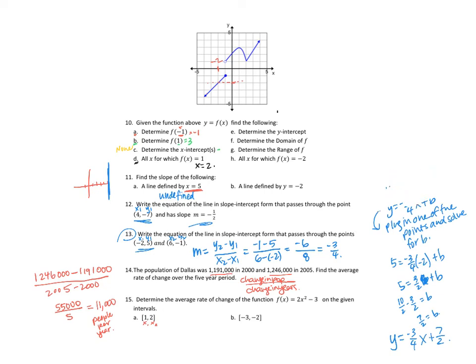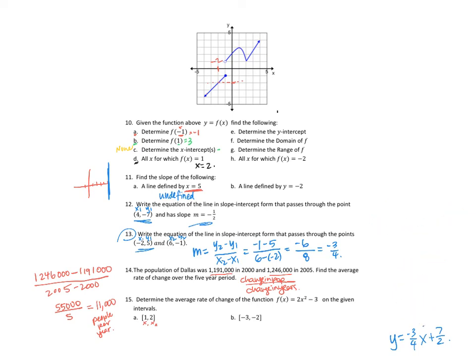So let me erase over here. And we can do that. So what we want to do is the change in the y values, so f of x2 minus f of x1 over x2 minus x1. That's what we want to do here. So let's find those values. What is f of x1? f of 1 is equal to 2 times 1 squared minus 3. And so 1 squared is 1, 1 times 2 is 2, and 2 minus 3 is negative 1.